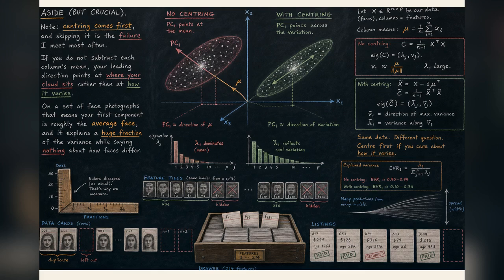If you do not subtract each column's mean, your leading direction points at where your cloud sits rather than at how it varies. On a set of face photographs, that means your first component is roughly the average face, and it explains a huge fraction of the variance while saying nothing about how faces differ. One subtraction you skipped, and then the whole method quietly changes meaning.